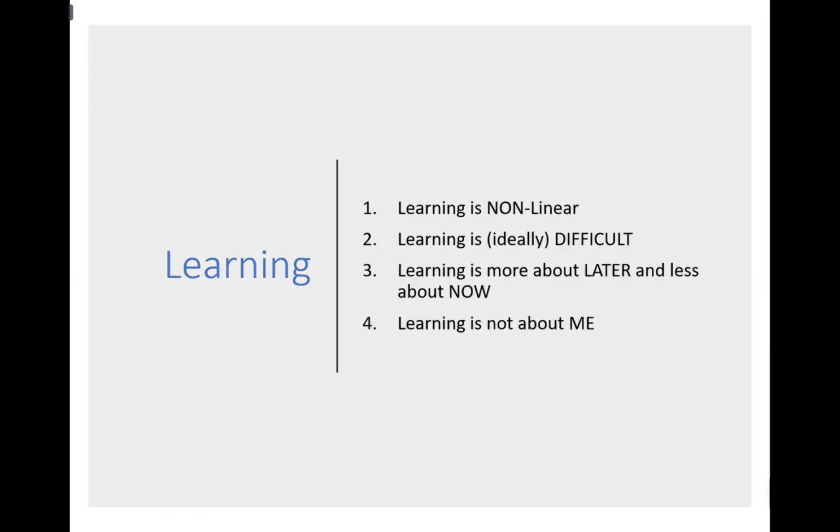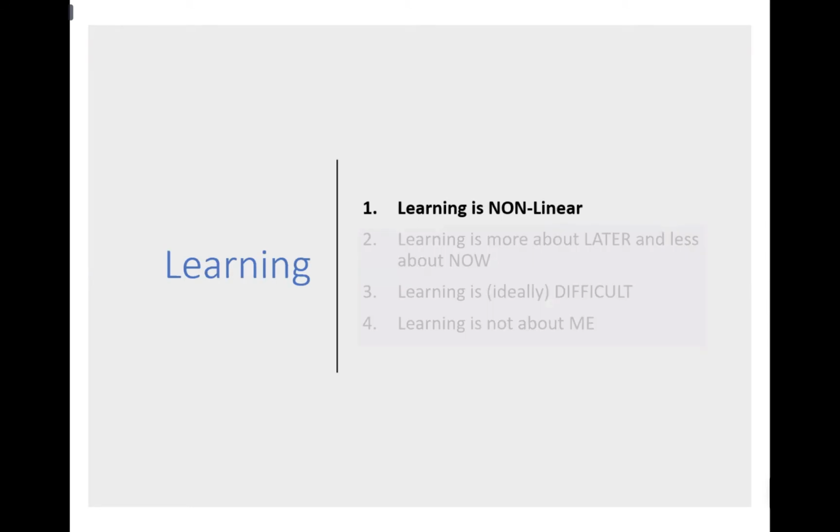I'm going to work on these four things about learning, and I've chosen them because they're kind of non-standard. They're different ways of making us think differently about learning, and it's what we'd like to bring across in terms of becoming expert learners. So let's start with the first one, which is that learning is not linear.